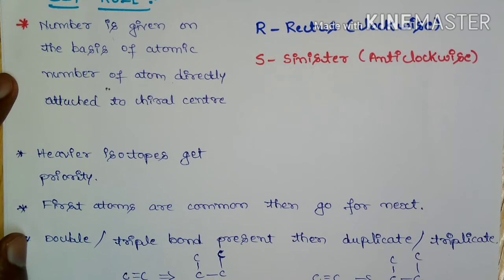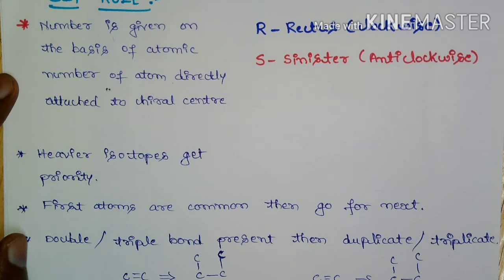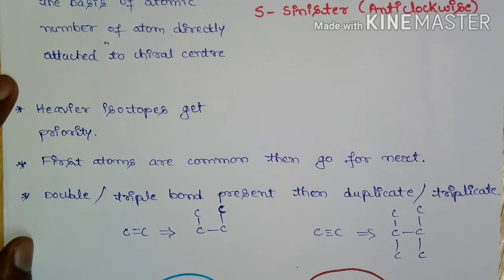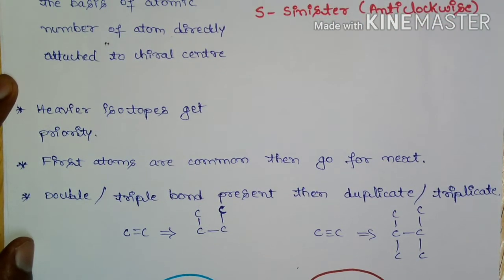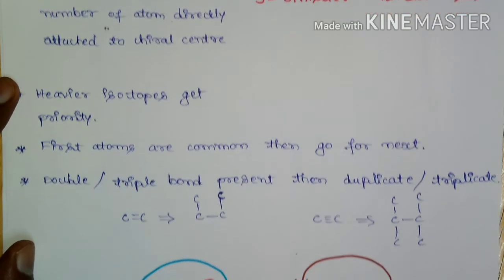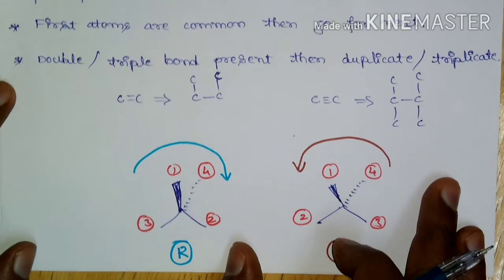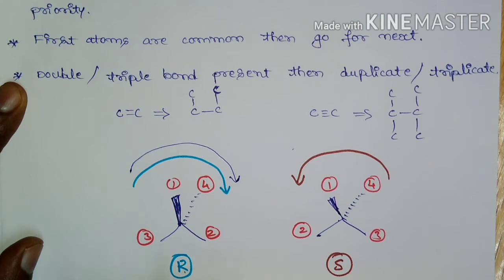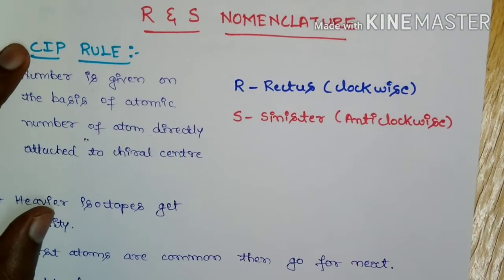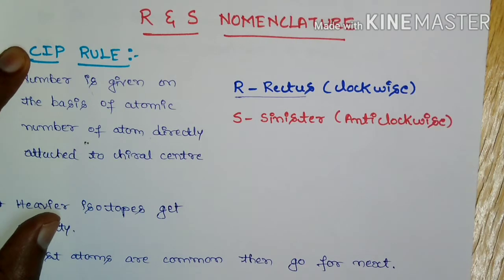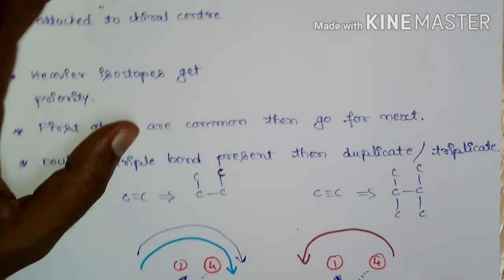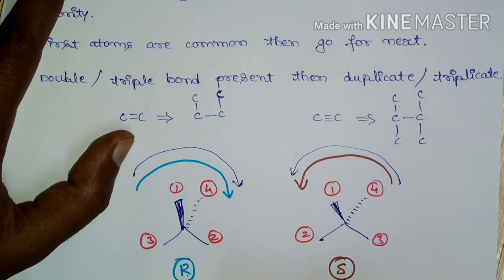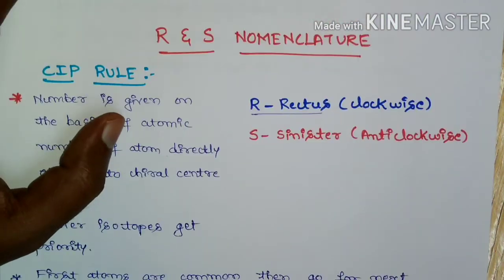If we are not able to get priority at the first atom, then we need to go for the next atom, and if there is a double bond or triple bond present, then we need to consider them as duplicate and triplicate. And if the priority order follows or it is in the clockwise direction, then it is given R. That R is nothing but rectus, that is for clockwise rotation. If the priority order follows anti-clockwise, then it is given S configuration, that is sinister.